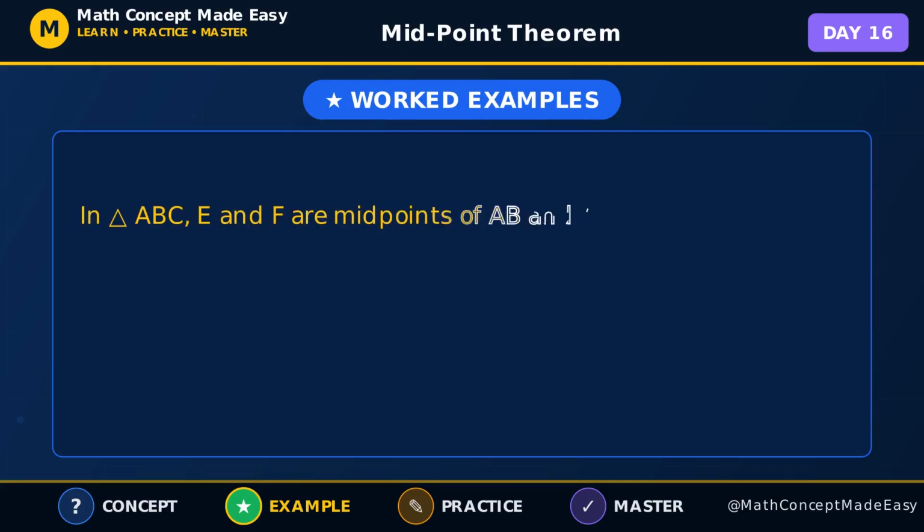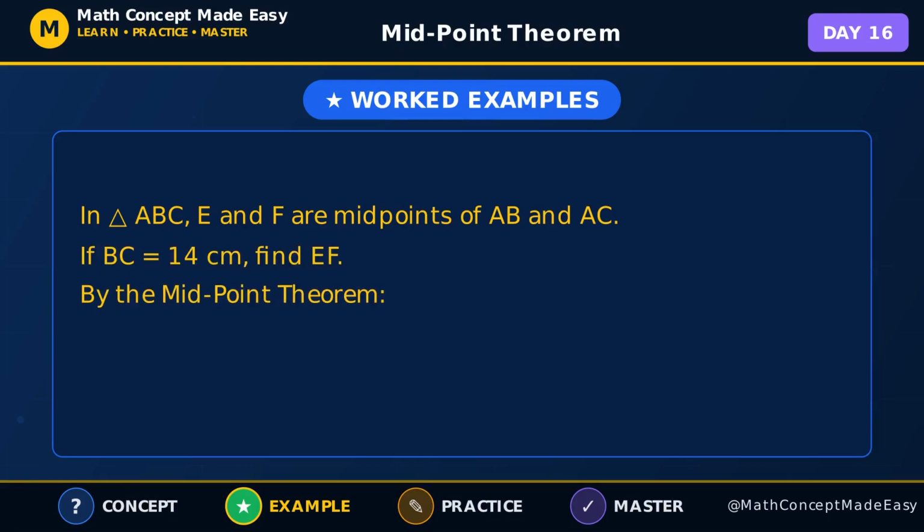In triangle ABC, E and F are midpoints of AB and AC. If BC equals 14 centimeters, find EF. By the midpoint theorem, EF equals 1/2 times BC. EF equals 1/2 times 14 equals 7 cm. Notice how every line follows logically from the one before it. That habit, checking each step, is what makes your answers reliable.